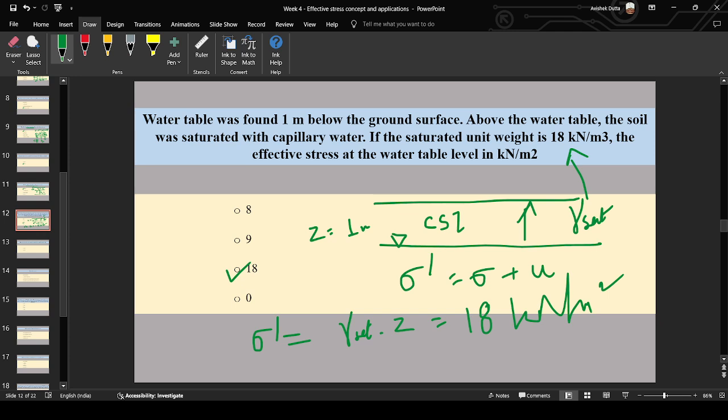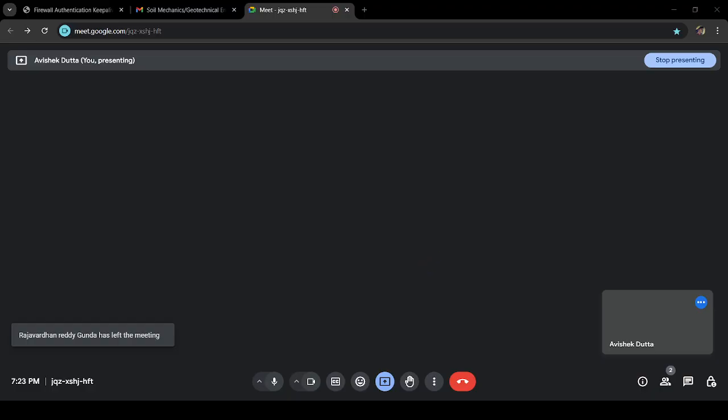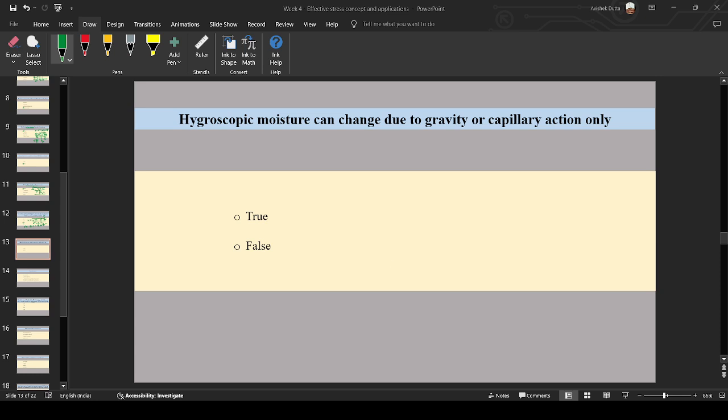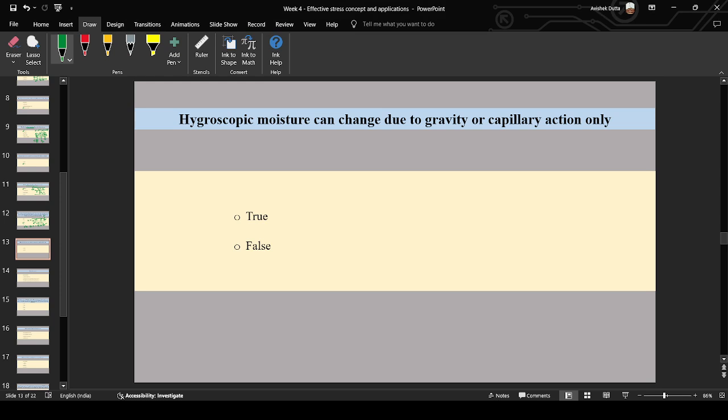Next question. Hygroscopic moisture can change due to gravity or capillary action only. Is it true or false? This is false, because it is the water that has been bonded to the surface of the soil particles. It is due to adhesion or the absorption of water. It cannot change due to gravity or capillary action. It is water that has been absorbed on the soil particles. So it is false.